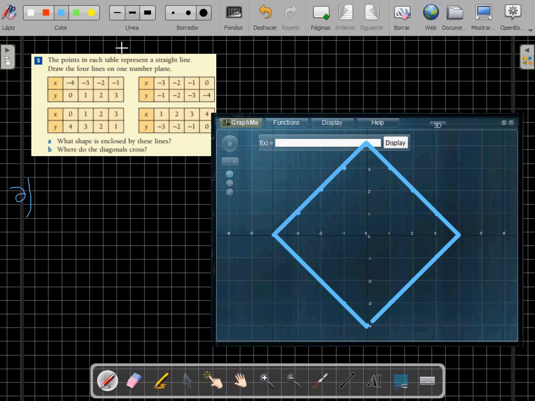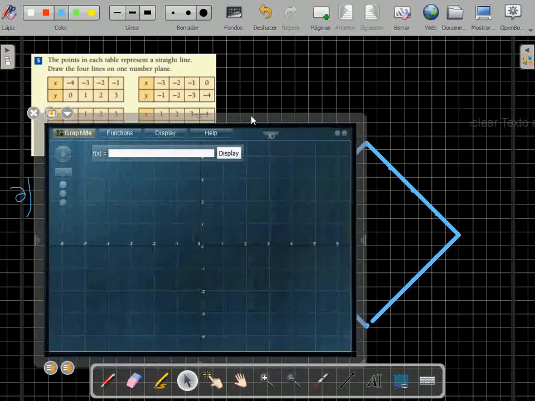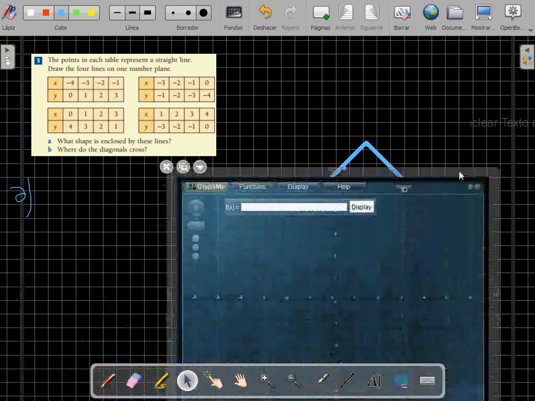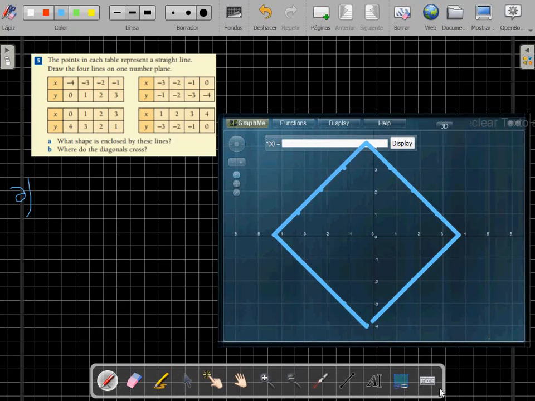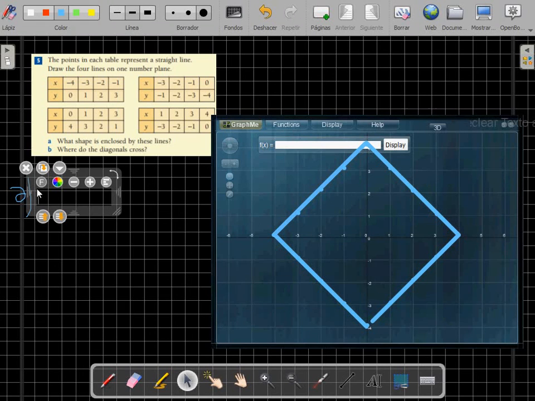In question A, they're asking what shape is enclosed by these lines? Okay, we can say it's a square if we see it from some perspective. Okay, there it is. It's a square. Unfortunately, I had to remove that. Okay, I'll try to do it once again. Ah, there it is. So once again, let me put it right in its place. There it is. So the shape that is enclosed by those 4 lines is a rhombus, but it's also a square.